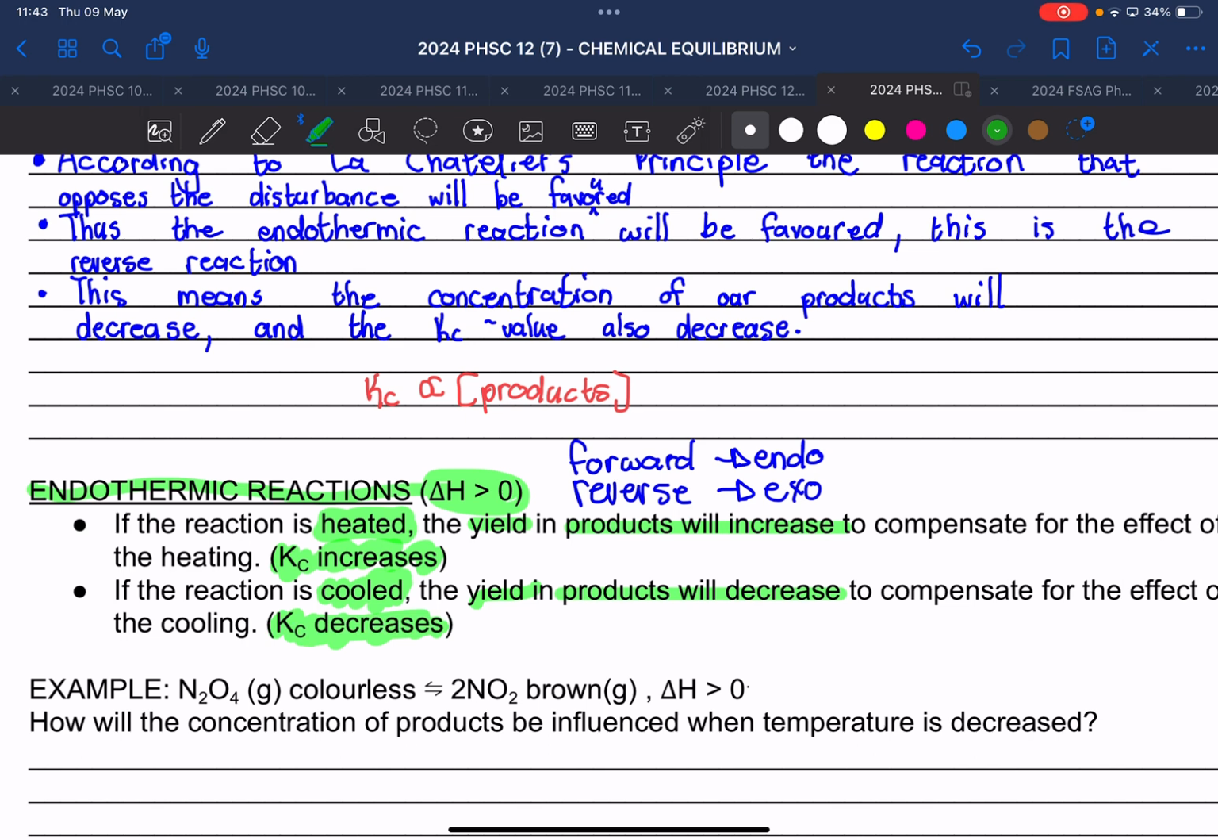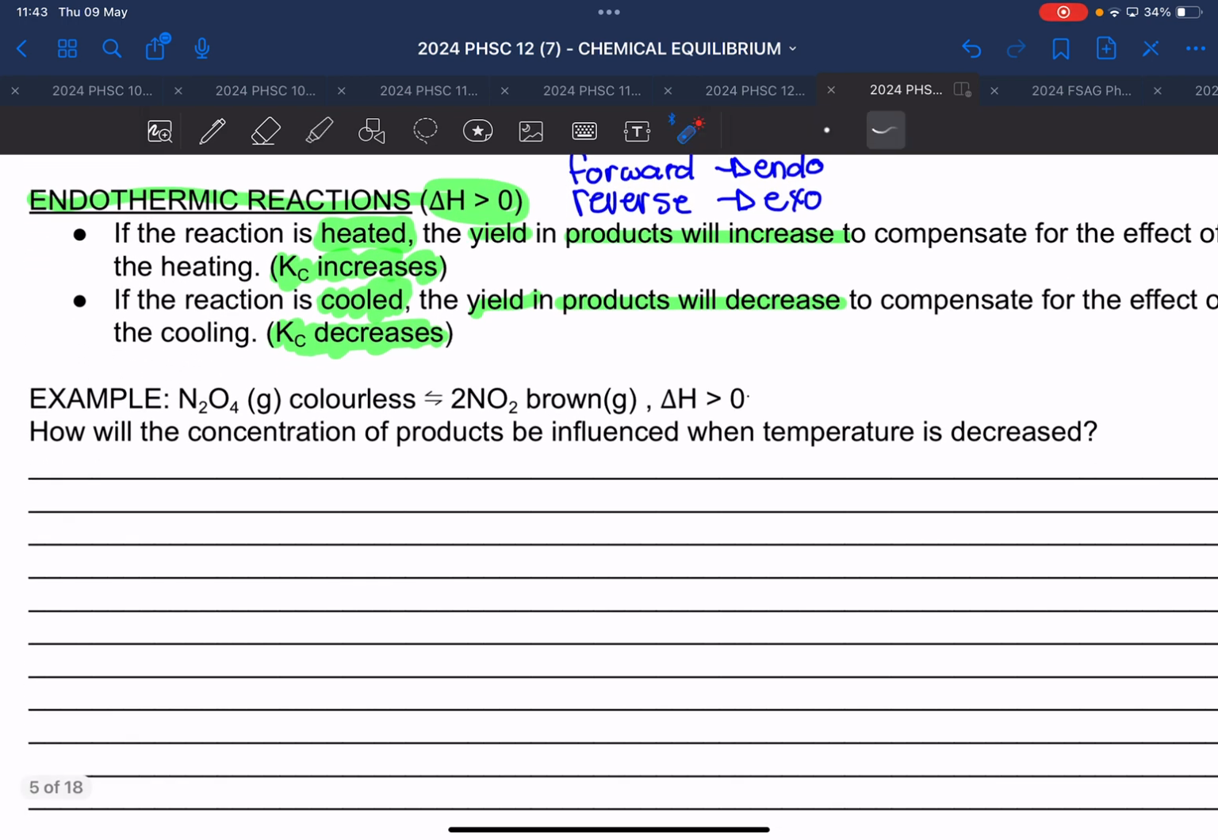Okay, so we have another example here. We start with N2O4 and we turn it into NO2. Anyway, NO2.